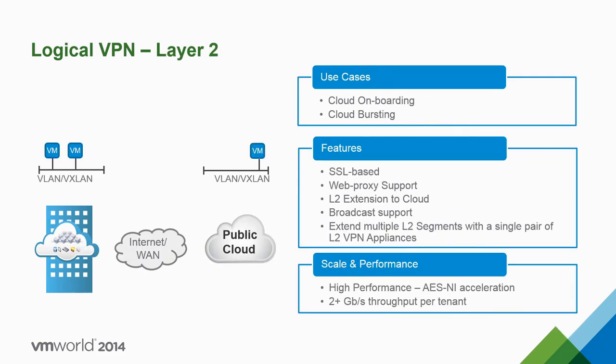And we have a new one. We have L2 VPN. That's for a specific use case. You have stuff in your data center in a VLAN or VXLAN, whatever. I didn't explain what is VXLAN.